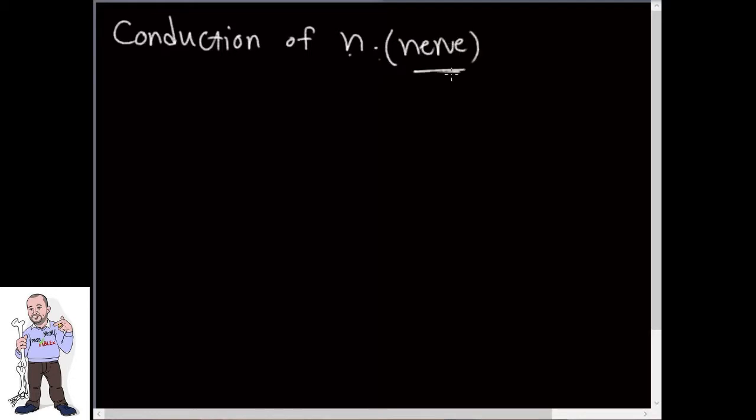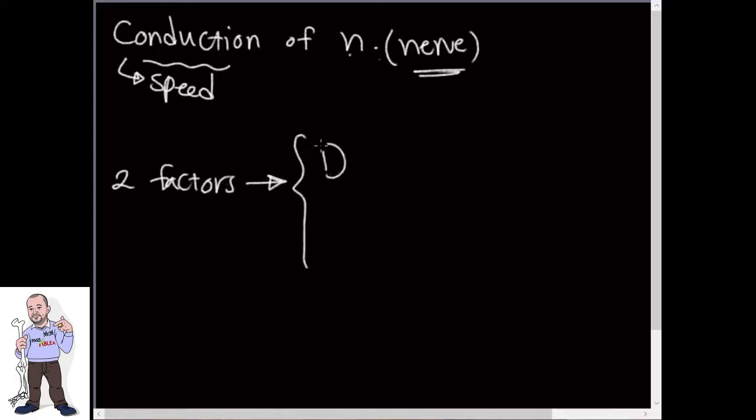So the speed of the nerve, we never call it the speed of the nerve. We call it the conduction of the nerve. Conduction of the nerve, or the speed of the nerve, depends on two factors. Two factors determine the speed of the nerve. What are the two factors? Number one is the myelin sheath.